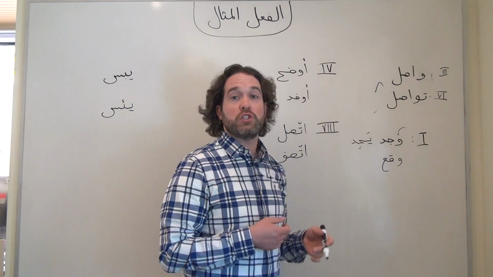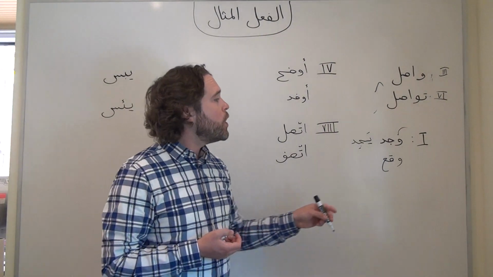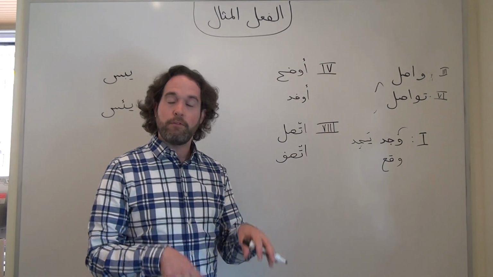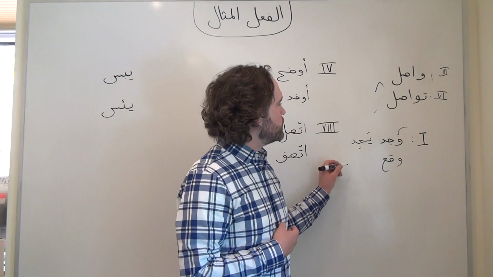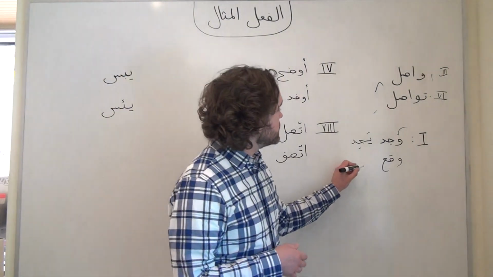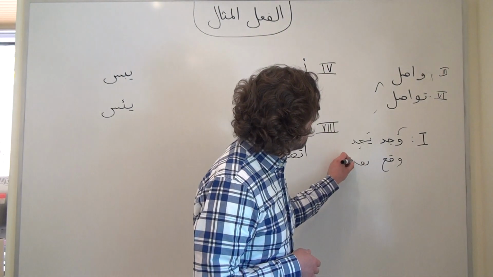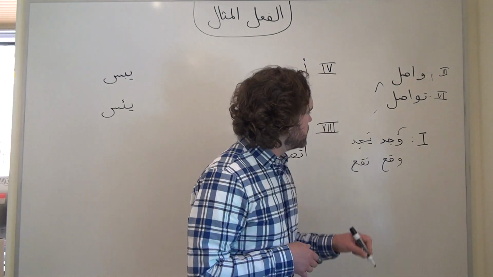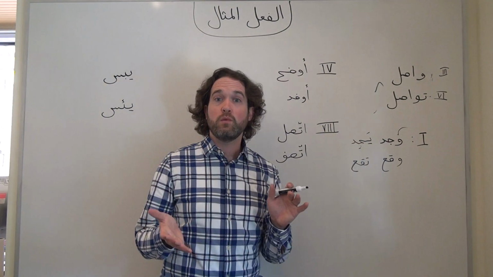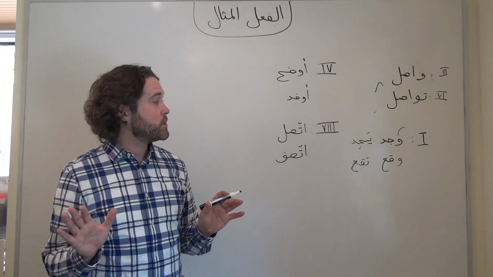yajid. Kasra just happens to be the vowel there. Or another verb, waqa'a, which can mean stand in a spot or fall, depending on the context. If we wanted to say, she stands, she is standing, we would say taqa'u. So in both cases, we've removed the waw entirely from the conjugation.